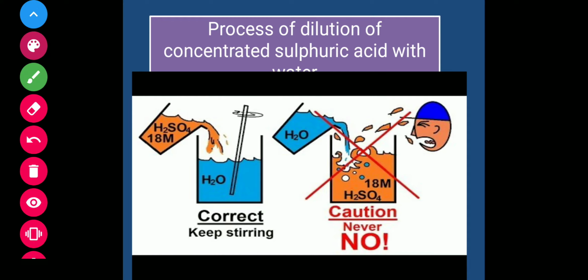So, this is the wrong process, because it may cause an accident. A large amount of heat is liberated. So to avoid this, the required amount of water is taken in a glass container and a small amount of concentrated sulfuric acid at a time is added with stirring. So this is the correct process. Therefore, only a small amount of heat is liberated at a time.